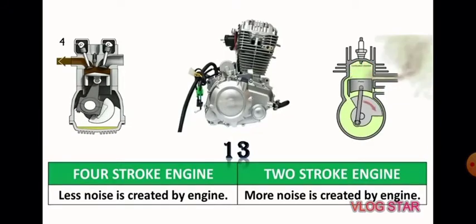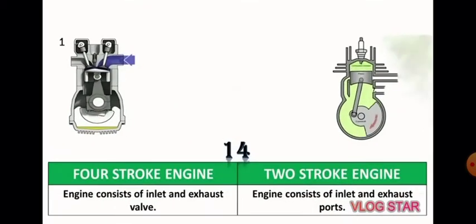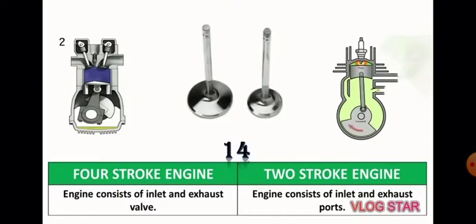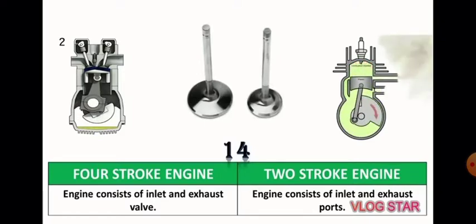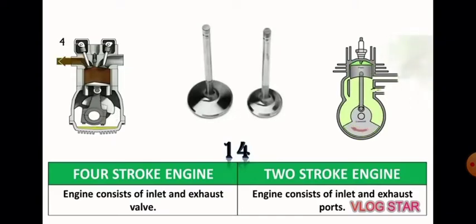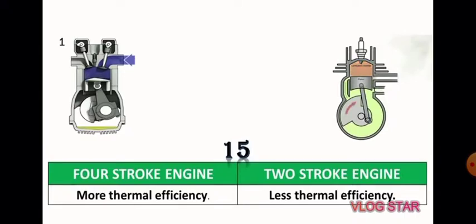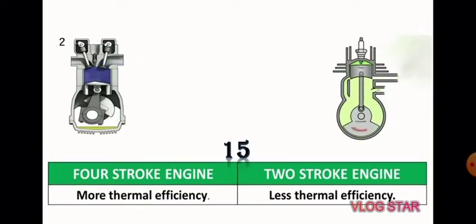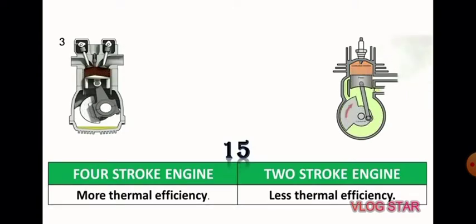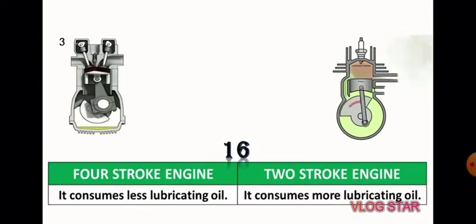The noise is less because the 4-stroke engine has jackets and is airtight. A 4-stroke engine consists of inlet and exhaust valves, whereas a 2-stroke engine consists of inlet and exhaust ports. A four-stroke engine has more thermal efficiency as all the gases are burned, and there are much better fuel efficient techniques, whereas they are not present in the two-stroke engine.